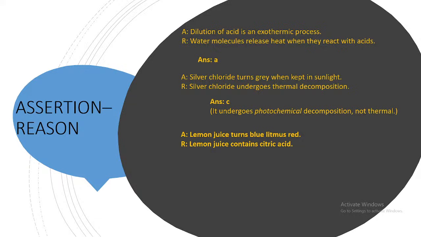Okay, we have A as the answer. Yes, A is the correct option. Both are correct because lemon juice is acidic, so acid will turn blue litmus red, and the acid found in lemon juice is citric acid. So both are correct, and R is the correct explanation of A.